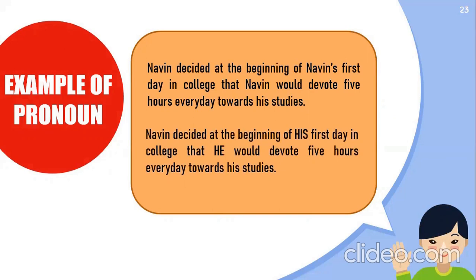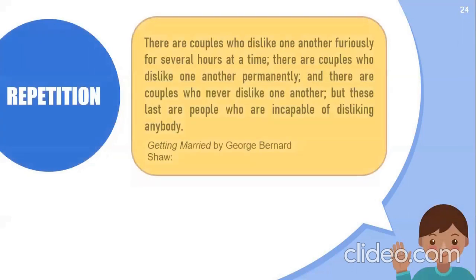So we have it like this: Naveen decided at the beginning of his first day in college that he would devote 5 hours every day towards his studies. So I have replaced the noun with a pronoun. In fact, this is also called a cohesive device of substitution, and this is a very important cohesive device because we are helping the reader in grasping the information that we want to convey rather than distracting them or demotivating them to read further. So the use of pronoun actually avoids the repetition of a noun, and it also reduces the wordiness of the passage.